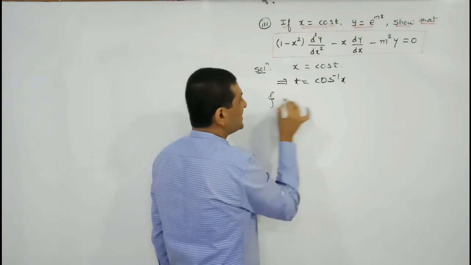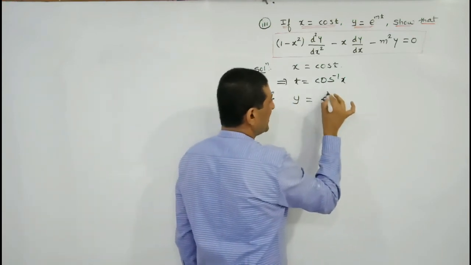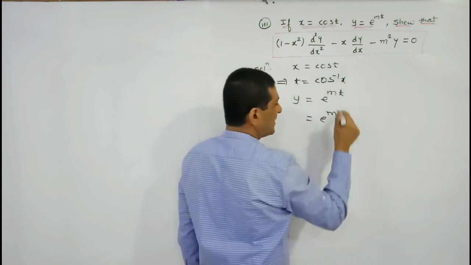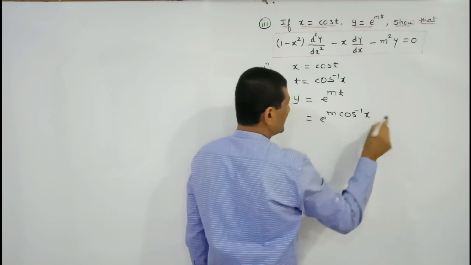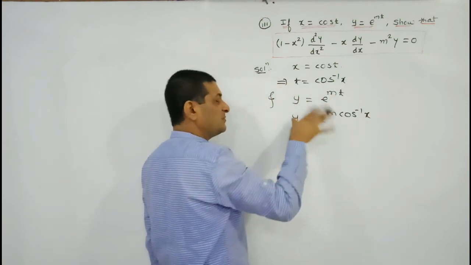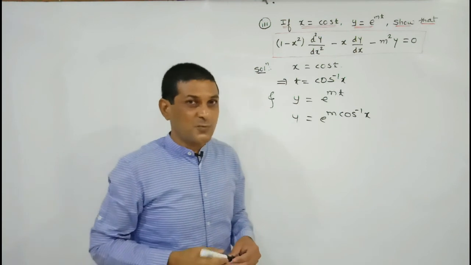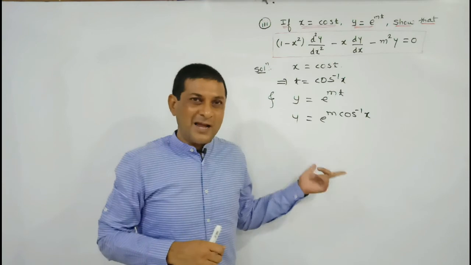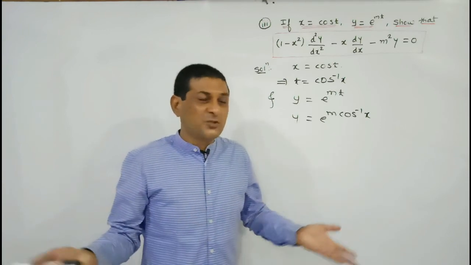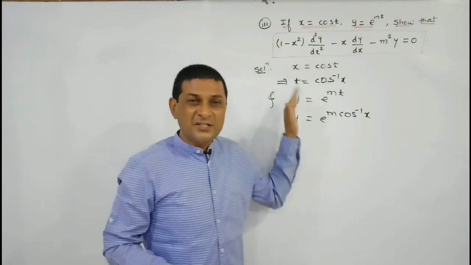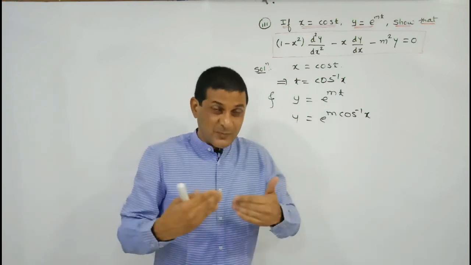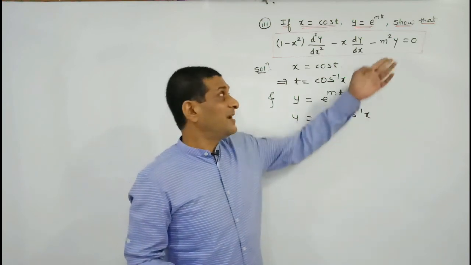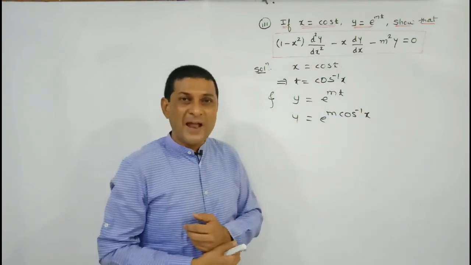And y is equal to, what is the value of y? e raised to power mt. So which is equal to e raised to power m, t I am replacing by what? cos inverse of x. So now we have simplified the function. In every case it is not possible, but in this example, for simplicity I am doing this adjustment. Otherwise we will have a choice: find the differentiation of x separately, find the differentiation of y separately with respect to parameter t, then find dy/dx, then find d²y/dx², and later on try to show that the value of this expression is 0.